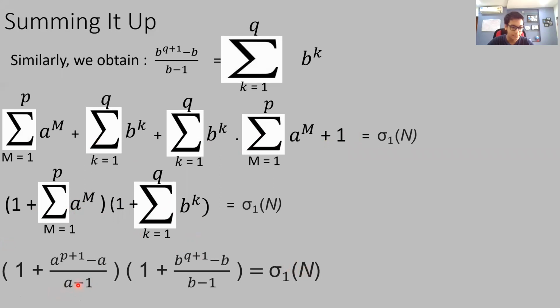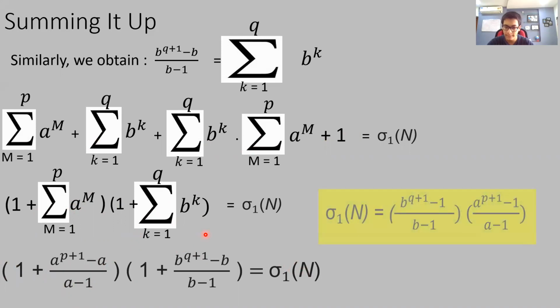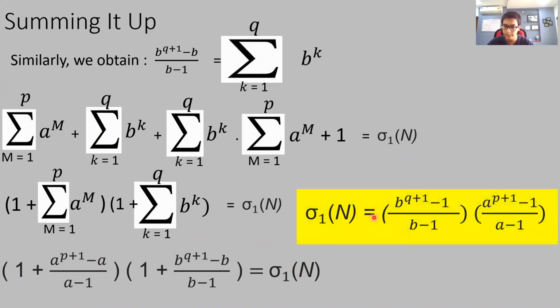Now, distributing the 1 plus a over here, you can notice that this a cancels out with the negative a, and therefore we obtain that the sum of divisors of a number equals b to the q plus 1 minus 1 over b minus 1 times a to the p plus 1 minus 1 over a minus 1. You can extend this based on the number of exponents of your number. Again, this is my proof of the formula, which I think is the most common proof which can be found online as well.